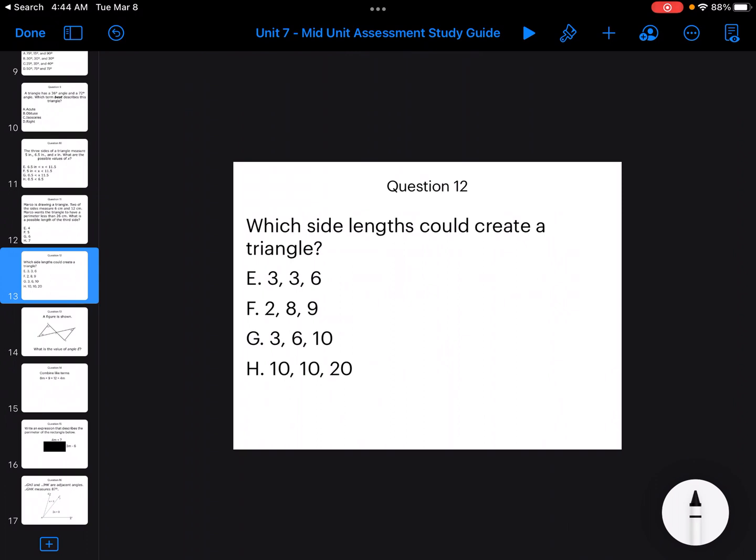Which side lengths could create a triangle? Well, 3 plus 3 is equal to 6, so that's out. 2 plus 8 is 10. 10 is greater than 9, so that'll work. 3 plus 6 is 9. 9 is less than 10. 10 plus 10 is 20. 20 is equal to 20, so that's out.